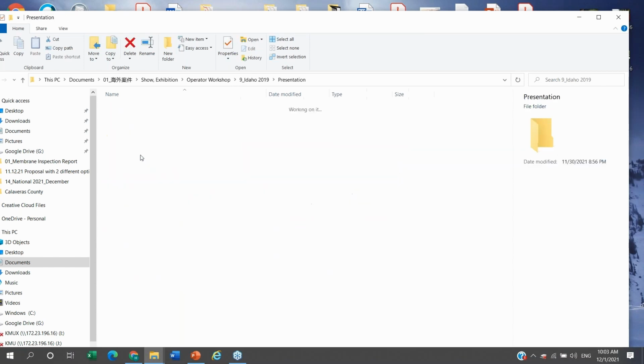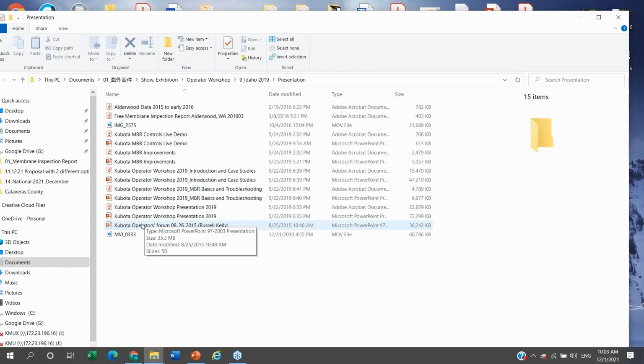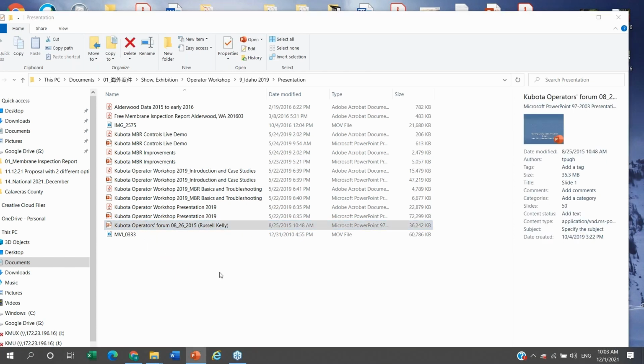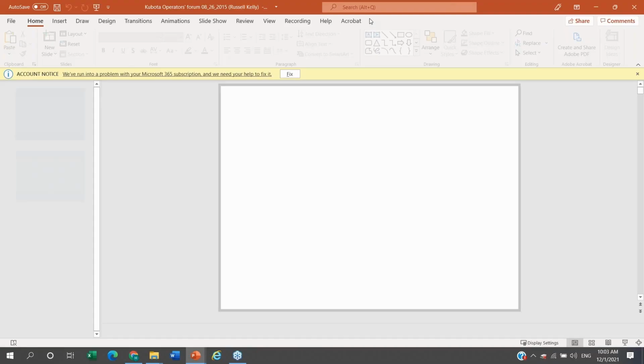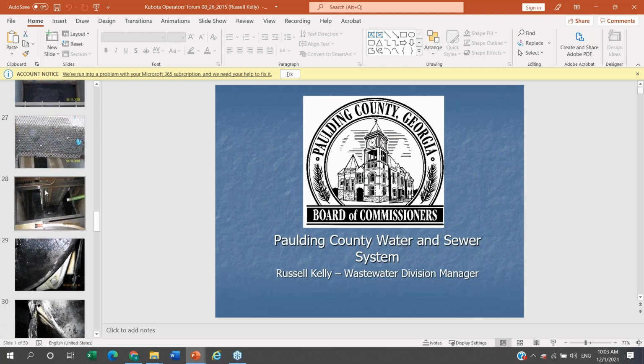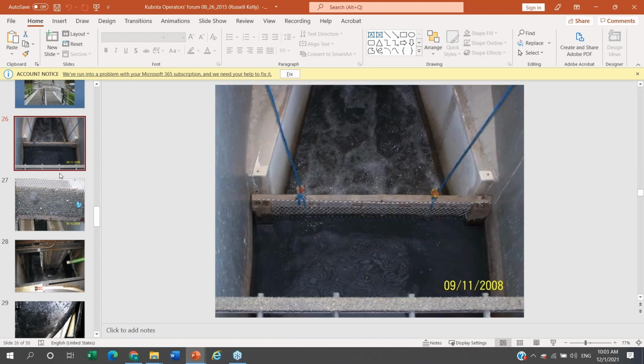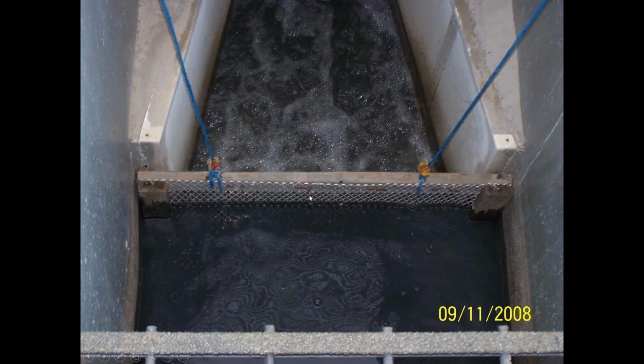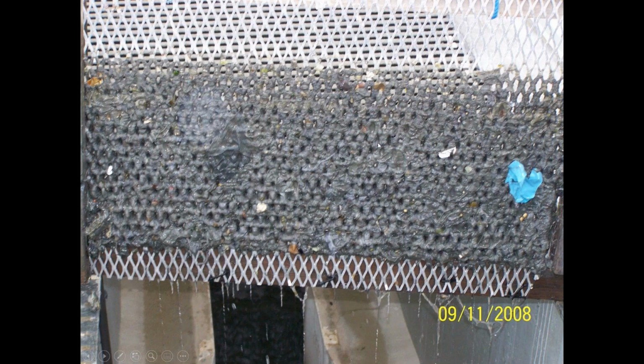I wanted to show one presentation from Paulding County. They did operator workshops a couple years ago, and they had a screen, and after the fine screen, they put this little bar, and in like 5 minutes, they figured out that so many things were getting caught.